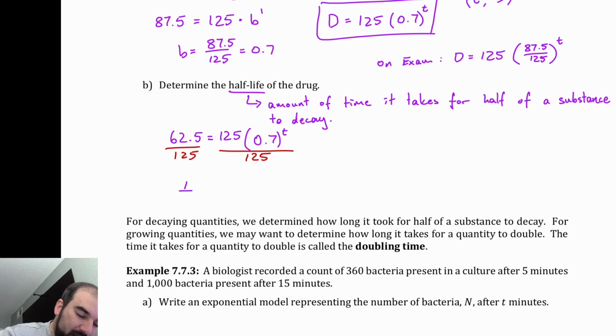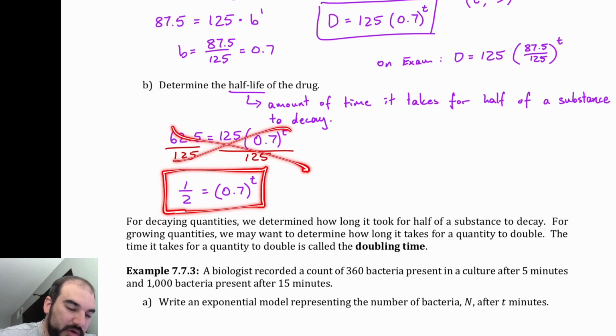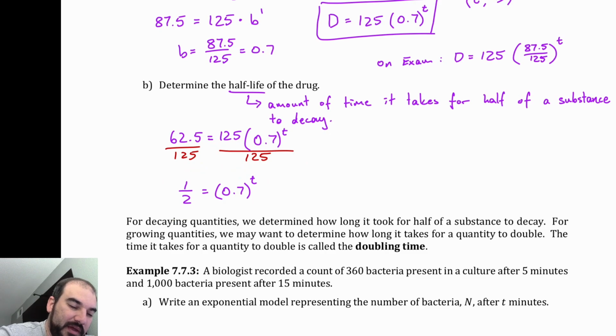1/2 is equal to the factor of decay to the t power. When you're trying to find the half-life of a drug, you're always going to end up with 1/2 equals essentially the b to the x part of the formula. So you can kind of skip this step and go straight to 1/2 equals the b to the x part of the equation.